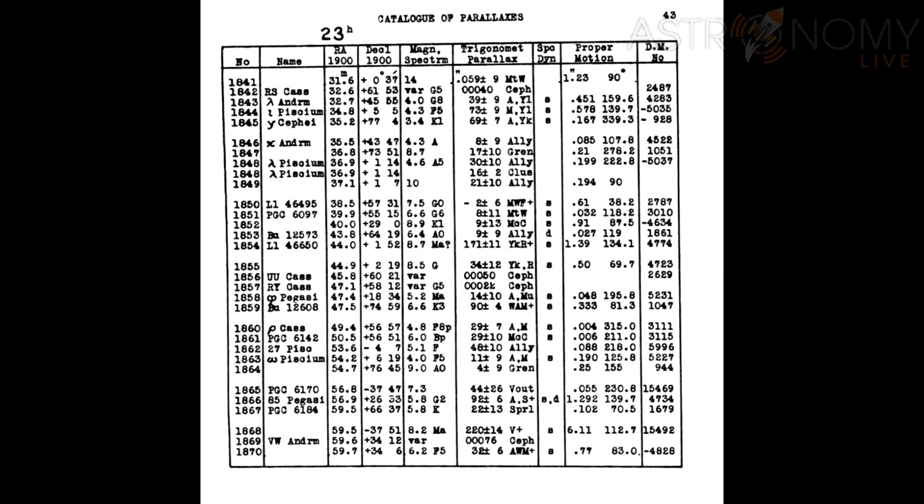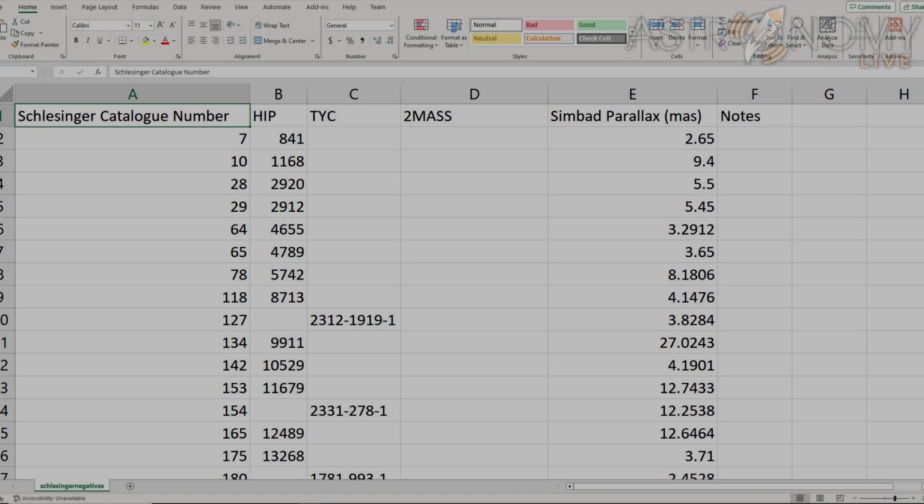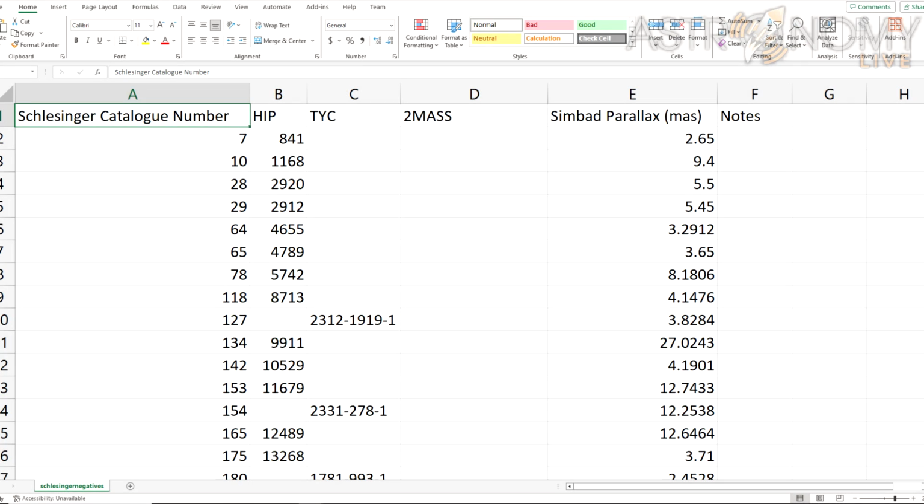Of the 1,870 objects listed in this catalog, only 194, or about 10%, have negative trigonometric parallax values. As I mentioned earlier, I looked up the modern designation and used Simbad to find a more recent parallax measurement for every object listed with negative parallax in this catalog. The parallax values from the Simbad database are reported in milliarcseconds.